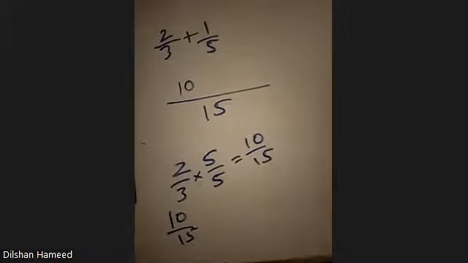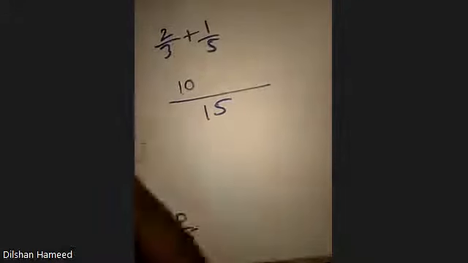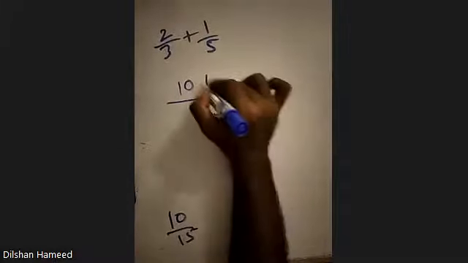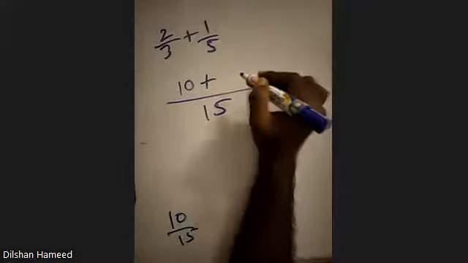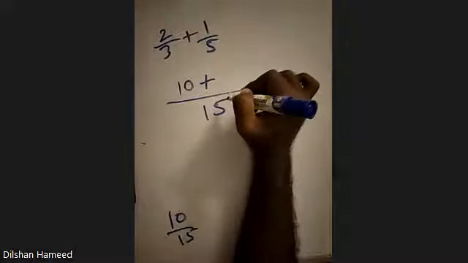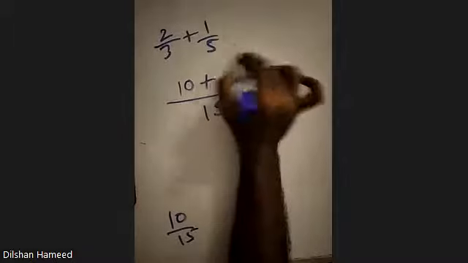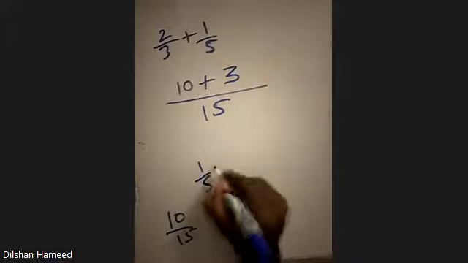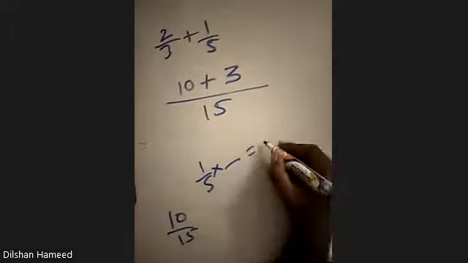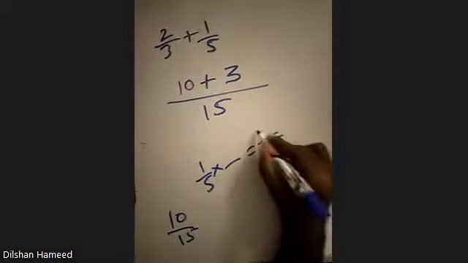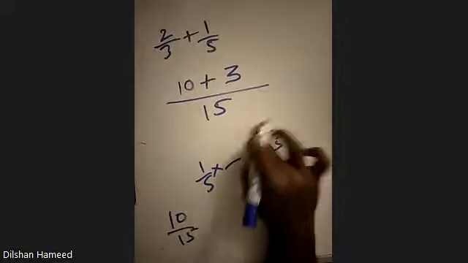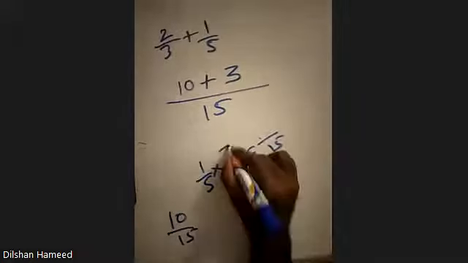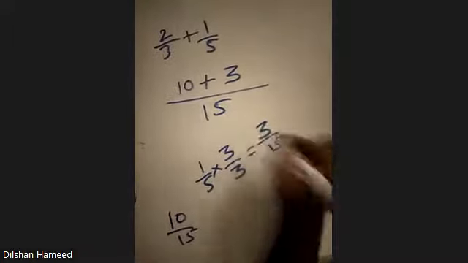And here you have 1 upon 5. So how many fives are there in 15? 3 fives are there. 5 3s are 15. So you multiply the 3 with the numerator, which the answer is 3. So if you want to verify it, 1 out of 5 multiplied by what will give you the denominator 15? So you multiply it by 3. 5 3s are 15. So the numerator and denominator are the same. So it is 3 upon 15.